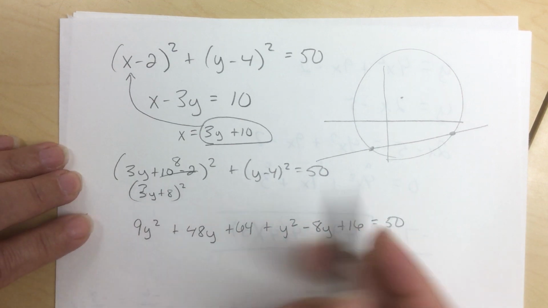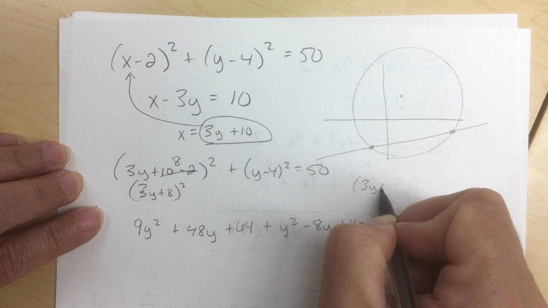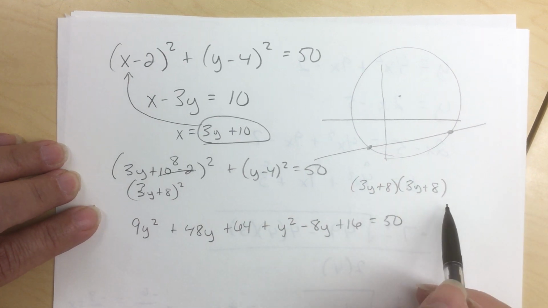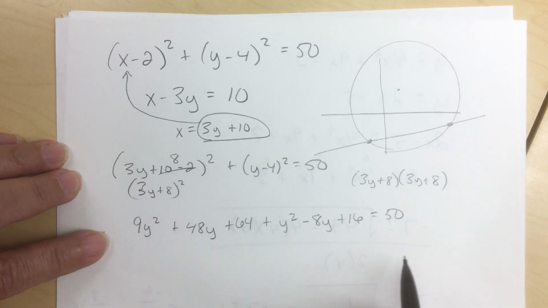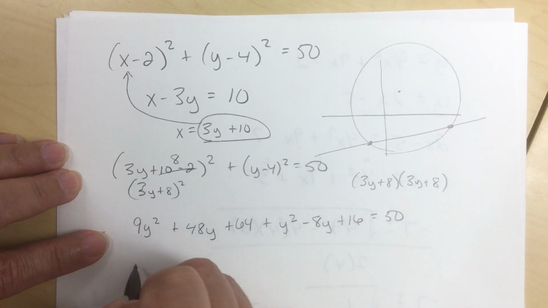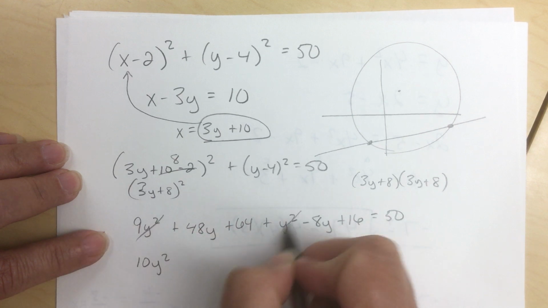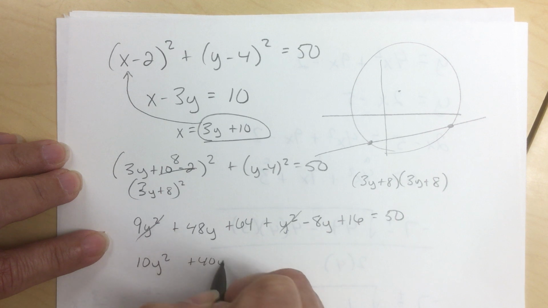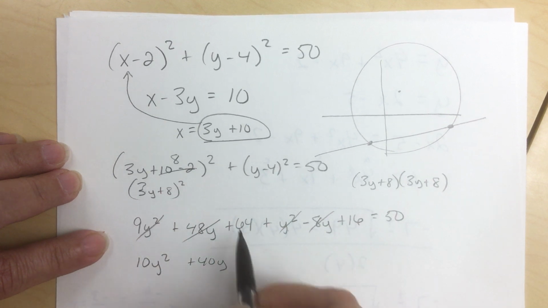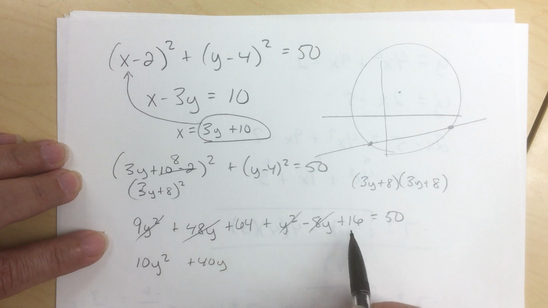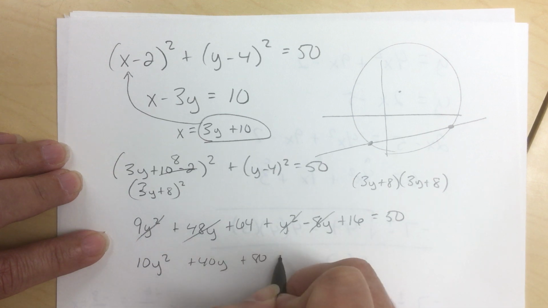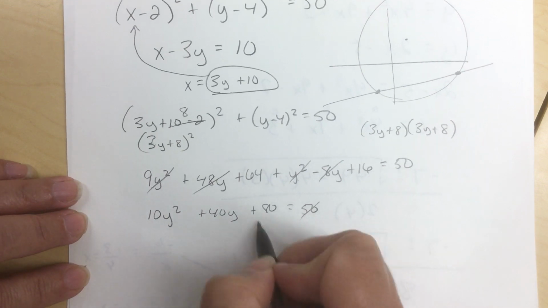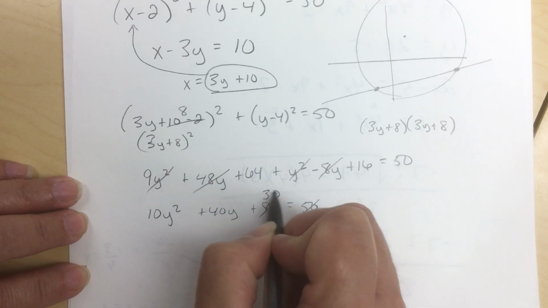I did that pretty quickly, but that's (3y plus 8) times (3y plus 8), and I just distributed that to get this. Okay, so now combine your like terms. You've got 9 and 1, so you've got 10y squared. You've got 48 minus 8, so plus 40y. 64 and 16 is 60, 70, 80, so plus 80 equals 50. I'm going to subtract 50 from both sides, and that's going to give me 30.